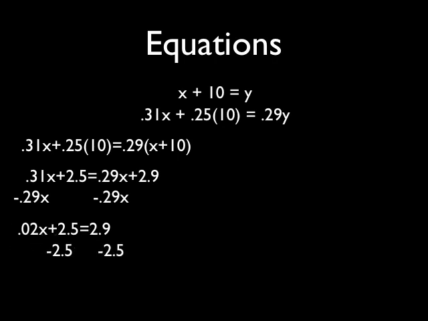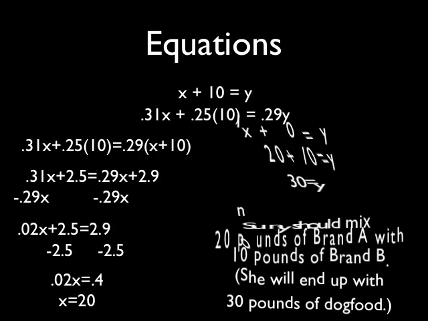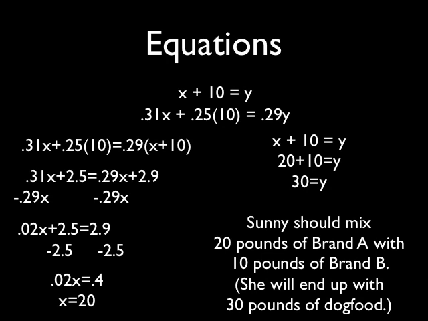Subtract 2.5 from both sides and I will have 0.02x equals 0.4, or x equals 20. So that gives us x, but we still need to find y. Since we did substitution, there is a very easy place to plug that in. We need to see where I had y solved for, and y is 30. So Sunny should mix 20 pounds of brand A with 10 pounds of brand B, and then she'll end up with 30 pounds of dog food. That is the second example. Make sure it makes sense, and then we'll do the third example in the third video.